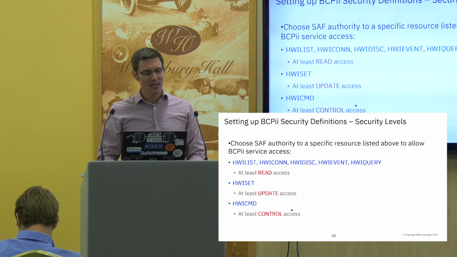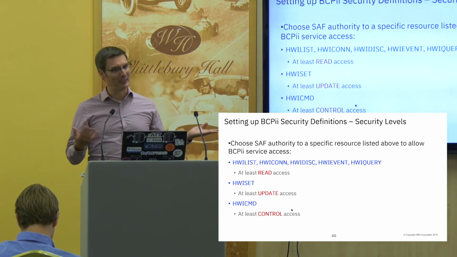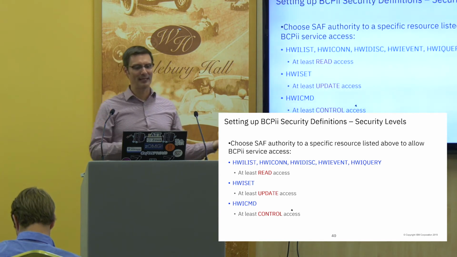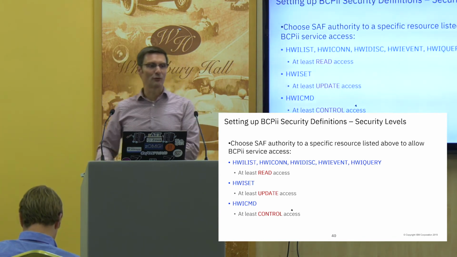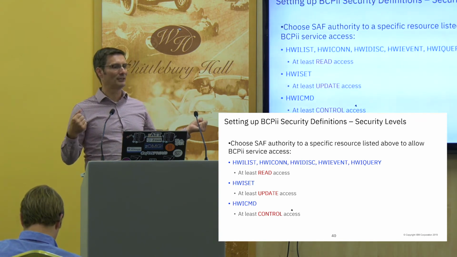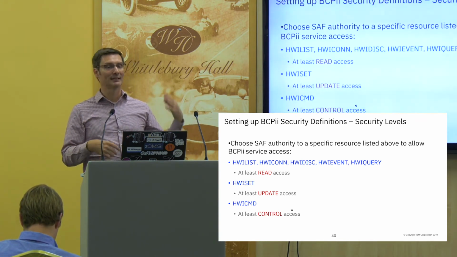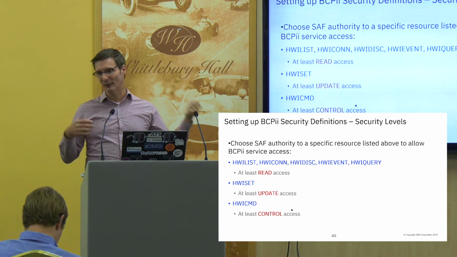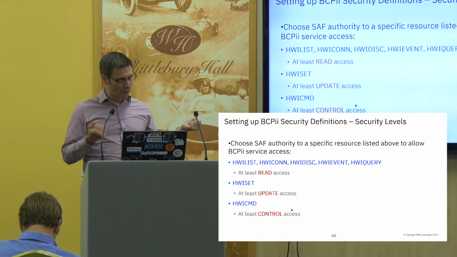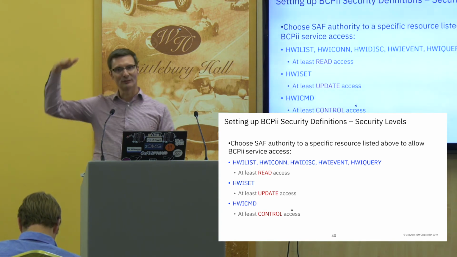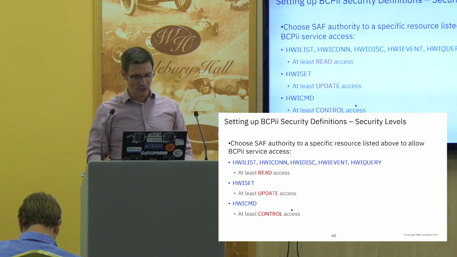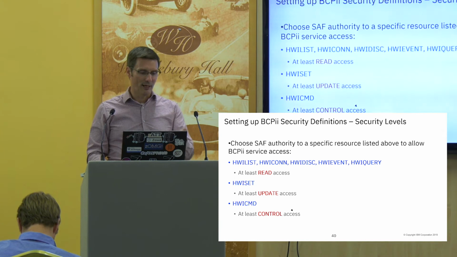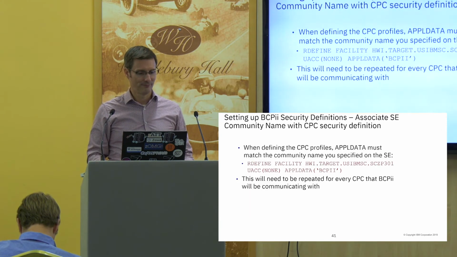and I'm going to give them this kind of authority, depending on what kind of API they're trying to use. If they're just trying to read something, I'm going to give them read authority. If they need to update through the set command, I'm going to give them update authority. If they're trying to do those really powerful things, where I'm issuing operator commands or re-IPLing, I need control authority. So there are levels of authority. The more authority that you have, the more APIs you can issue.